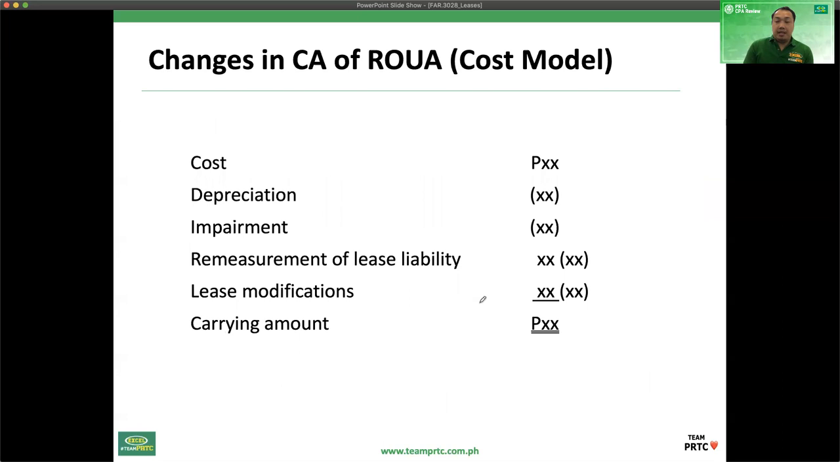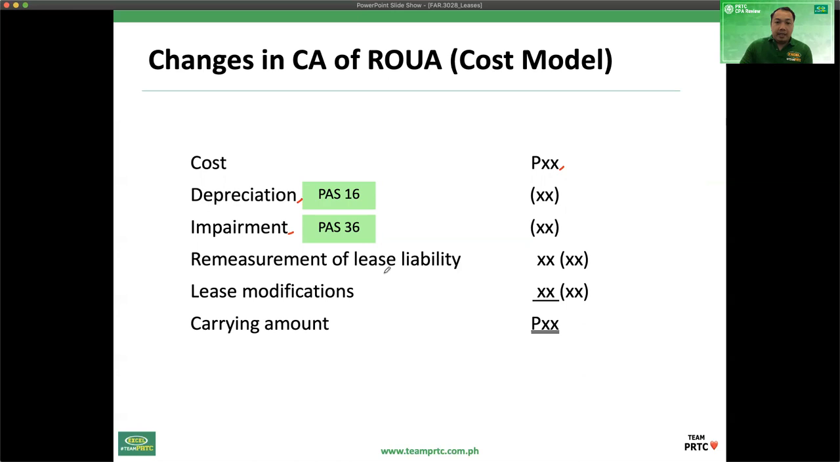Okay, now changes in carrying amount using the cost model. So initially at cost. Okay, decreased by what? Depreciation and impairment. By the way, the guidance for depreciation is PAS 16. Okay? So whatever we know in PAS 16, the concept of depreciation, the same applies. Okay. The right of use asset is also subject to impairment under PAS 36. Okay? So notice it is similar to PPE. So using the cost model, cost less depreciation less impairment. And the depreciation guidance of PAS 16 is also applicable to the right of use asset. And the impairment in PAS 36 also covers the right of use asset.